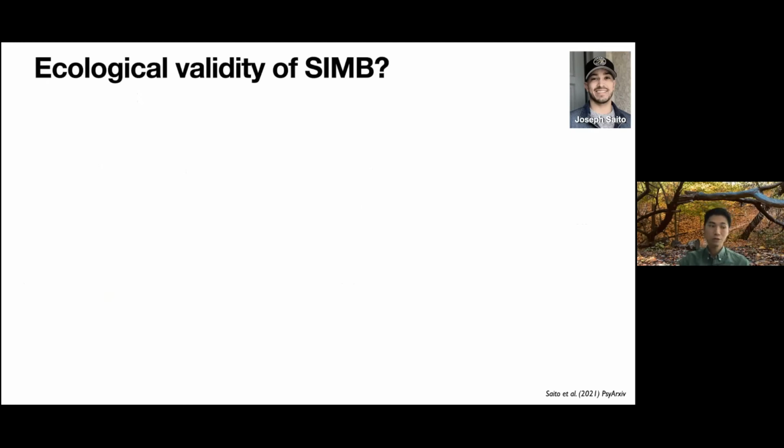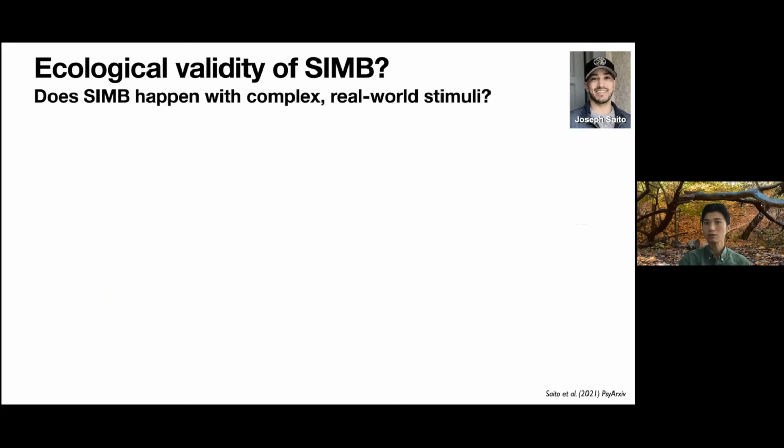So far, we've been showing this using relatively simplistic stimuli, colored circles, right? We also replicated this with a geometric shape, but still, right? Does this only happen with simplistic lab stimuli? So Joe wanted to test whether we can find the SIMB with more complex real-world stimuli.